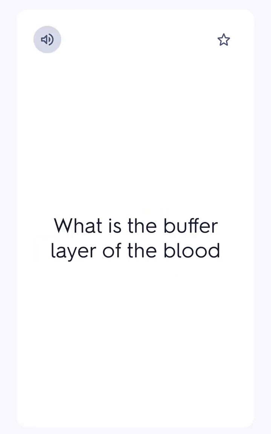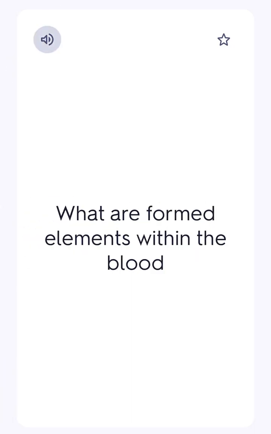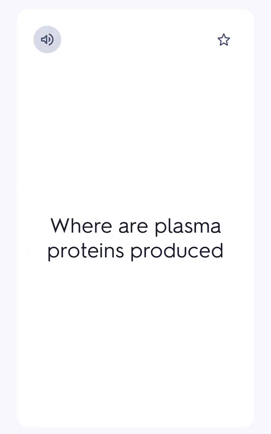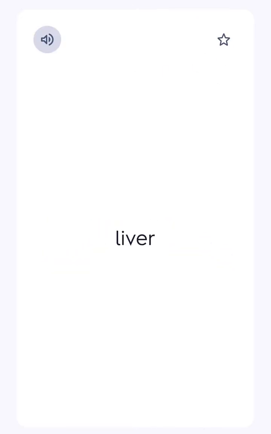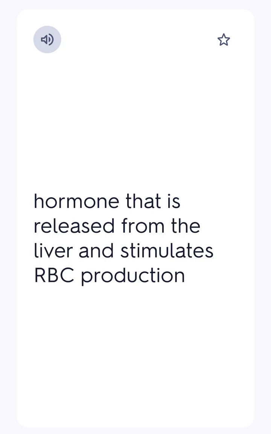What is the buffy coat layer of the blood? Contains leukocytes and platelets. What are formed elements within the blood? Erythrocytes and thrombocytes. Where are plasma proteins produced? Liver. What is erythropoietin and where is it released from? Hormone that is released from the kidney and stimulates RBC production.